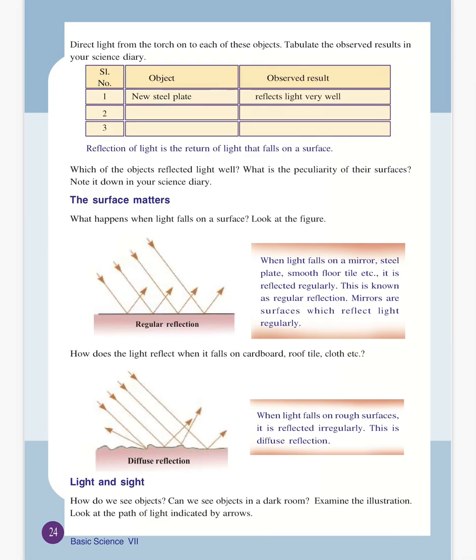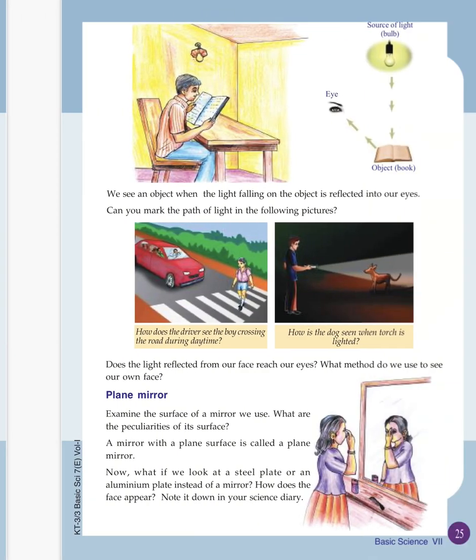Okay. Now regular reflection, I have finished explaining. So regular reflection, mirrors are surfaces which reflect light regularly. Now diffuse reflection or irregular reflection takes place on cardboard, roof tile, cloth, paper. So we finished learning this.